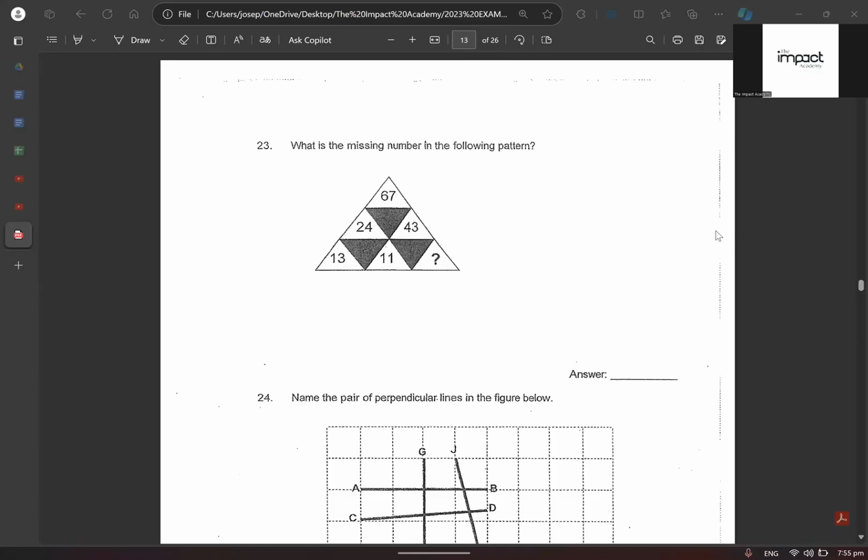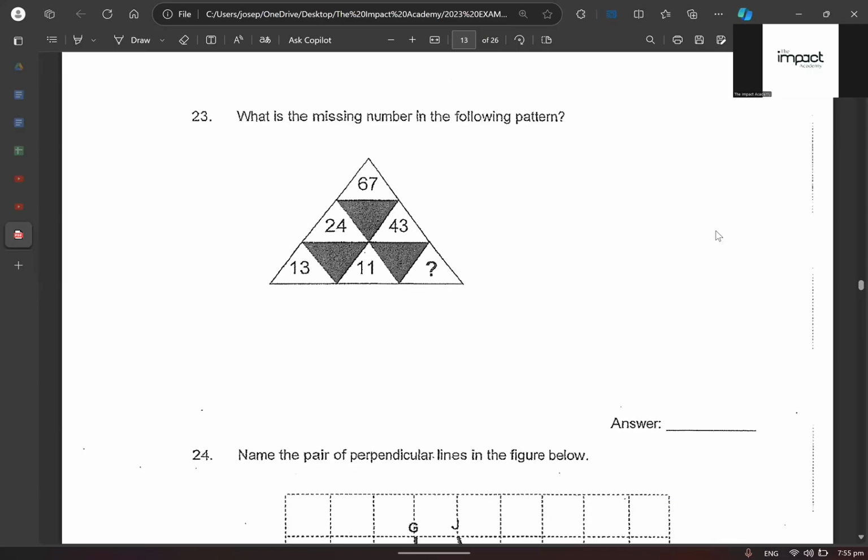What is the missing number in the following pattern? Now, you have to understand, right? You have to really understand first. You have to try first, right?